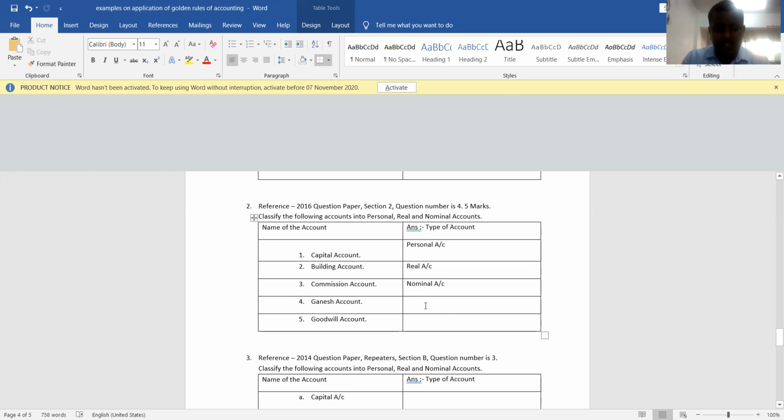Very simple one. Ganesh is a person. So which account? Personal account. Okay. Let us move to the next account.